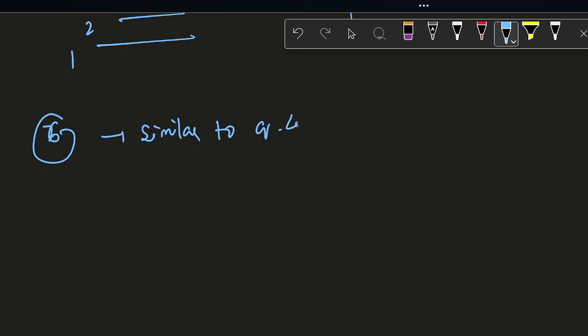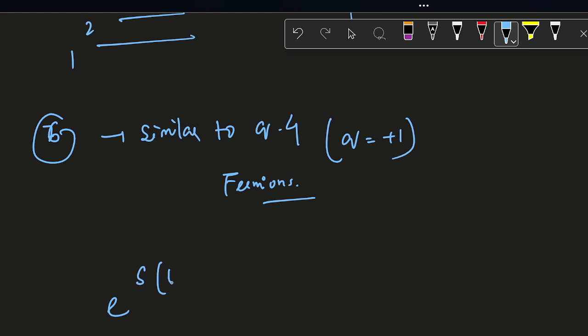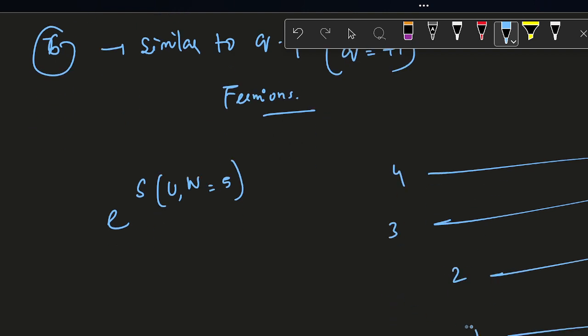to question number 4, where the q value is plus 1. That means there is a restriction that only one particle at most can be at a level. That means they are fermions. Okay. So we have been asked to get e to the power of s for u, n equal to 5 with 4 levels. So this is 1, 2, 3 and 4 as energies of each level per particle, and you have to rearrange the particles which are fermions, that are 5 in number.